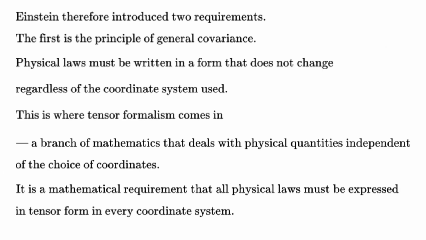Einstein therefore introduced two requirements. The first is the principle of general covariance. Physical laws must be written in a form that does not change regardless of the coordinate system used. This is where tensor formalism comes in, a branch of mathematics that deals with physical quantities independent of the choice of coordinates. It is a mathematical requirement that all physical laws must be expressed in tensor form in every coordinate system.